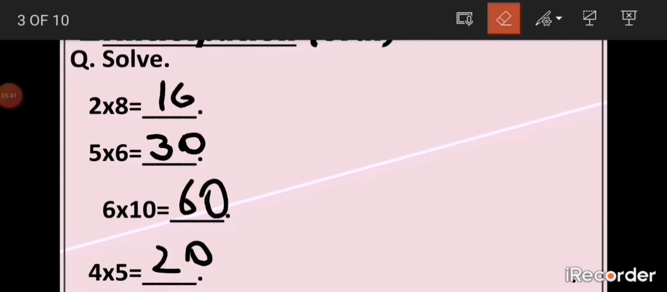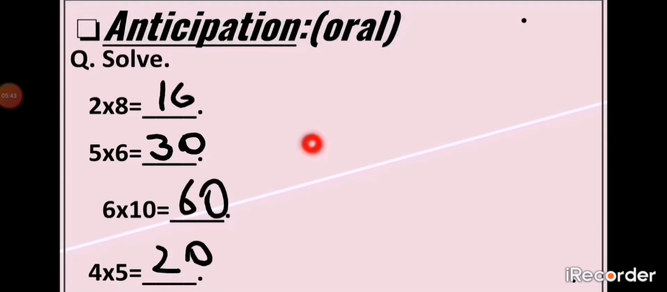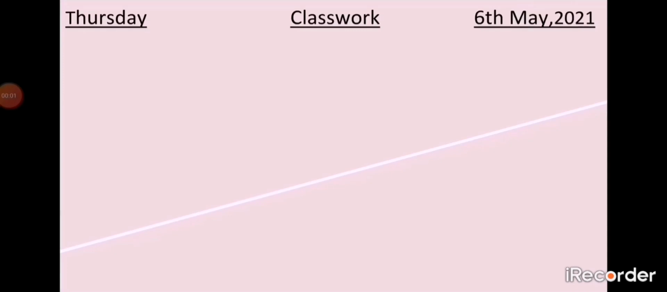And if you want to recheck your answer, you can also read the 5 times table till 4 times. 5 1 time 5, 5 2 times 10, 5 3 times 15, 5 4 times 20. So it means my answer is correct. So these are some multiplication statements here.